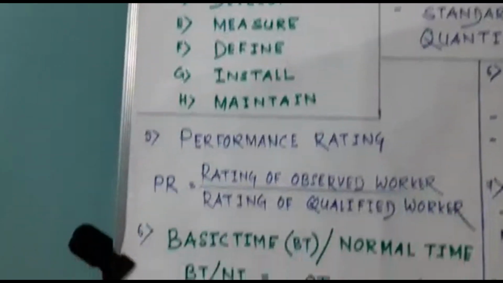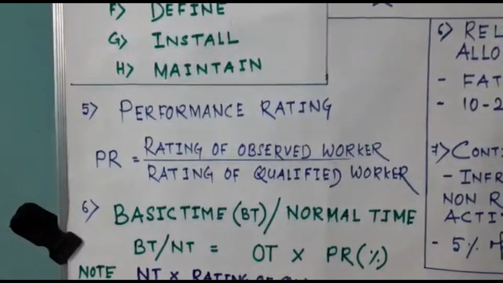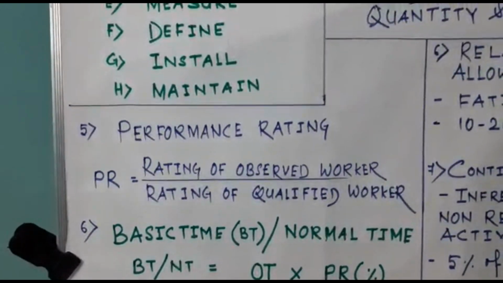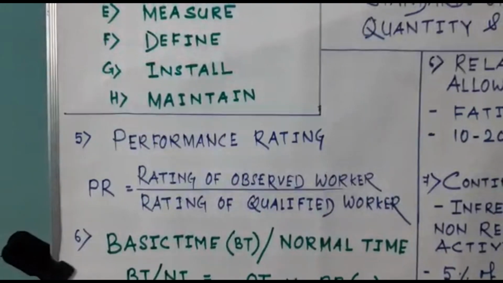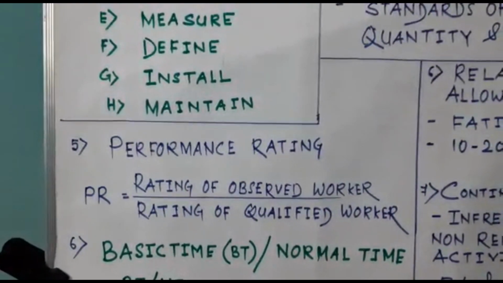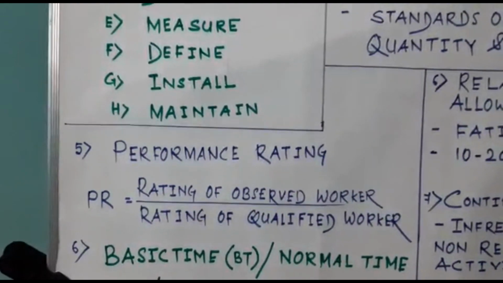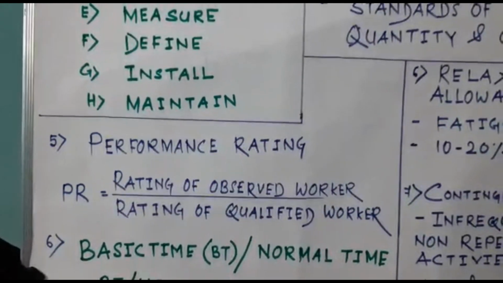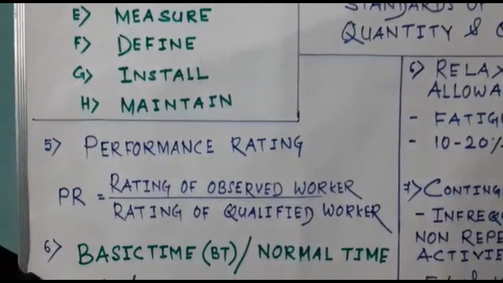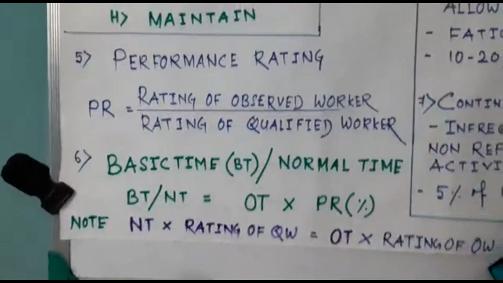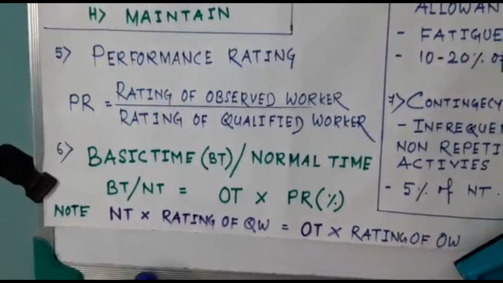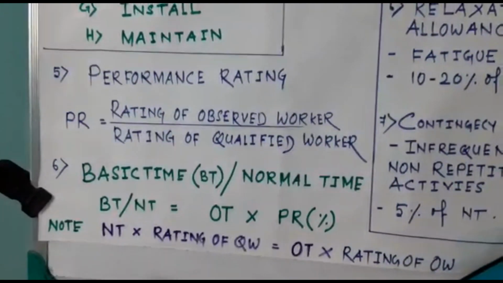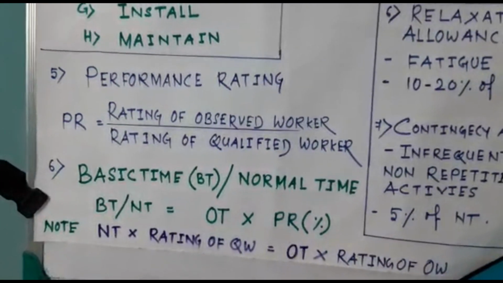Then we have seen two more terms. Performance rating is the rating of the observed worker by the rating of the qualified worker. Since the rating of the qualified worker is 100, PR in terms of percentage is nothing but the rating of the observed worker by 100. So PR in terms of percentage is what we are going to use in our formula. Then we have seen the term normal time, also called basic time, which is the time taken by a qualified worker to complete the job with the standard level of performance, which is 100.